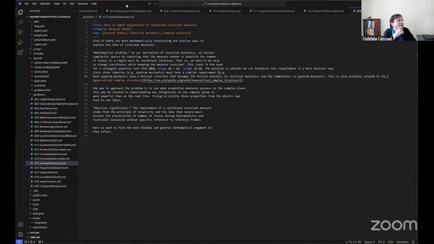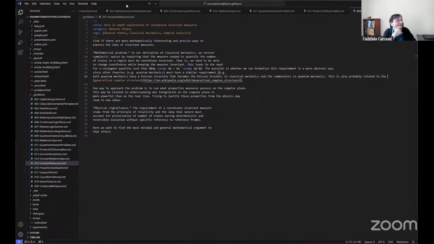So one way to approach the problem is to see what properties measures possess on the complex plane. This might be related to understanding why integration on the complex space is more powerful than on the real line. I hear mathematicians saying that, and I still don't understand what it means. Trying to justify those properties from the physics may lead to new ideas. That's basically what we want to try and do.